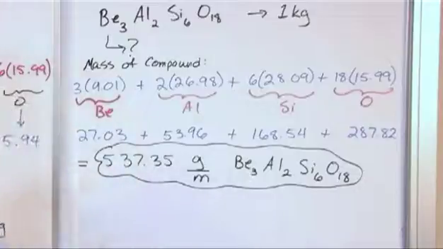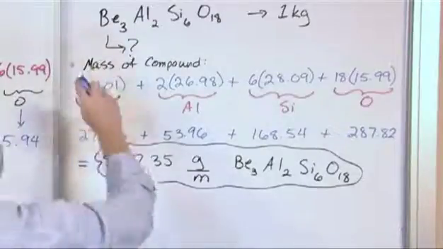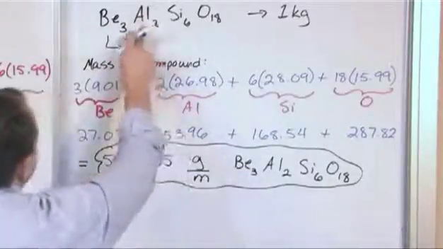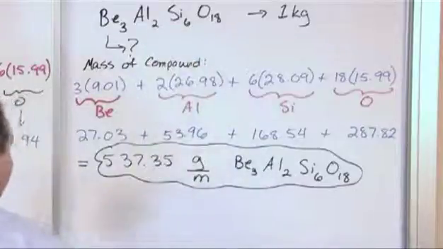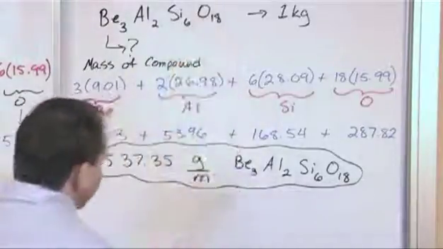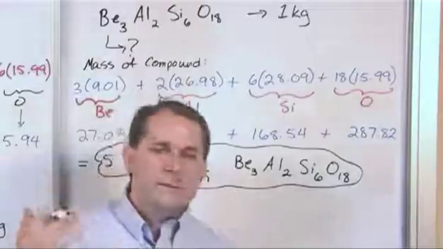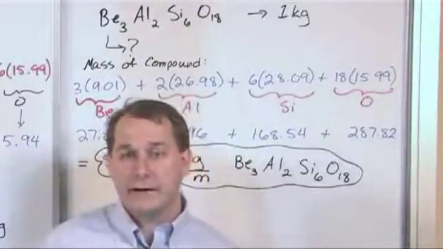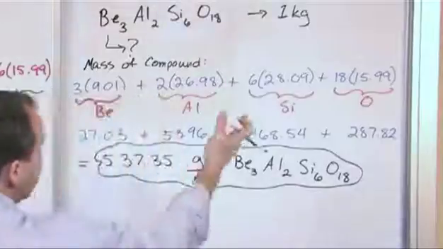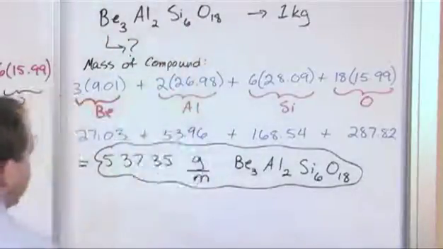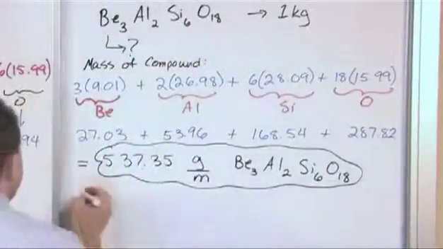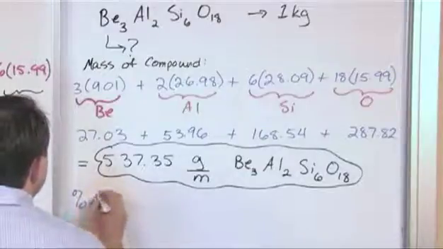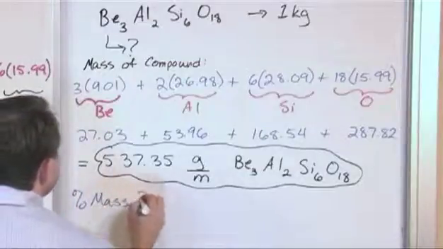Okay. Now let's find the percent composition of the beryllium. In this case, we don't care about the percent composition of aluminum, silicon, or oxygen, because the problem specifically states, what is the maximum mass of beryllium that we can pull out of this molecule if we had 1 kilogram of this powdery substance, whatever it is. So let's find the percent mass of beryllium.